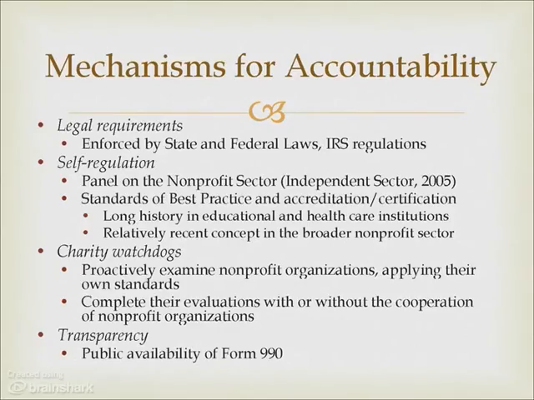So what are the mechanisms for accountability? The first are legal requirements. So nonprofit organizations must be accountable to the state and federal laws as well as the IRS regulations.